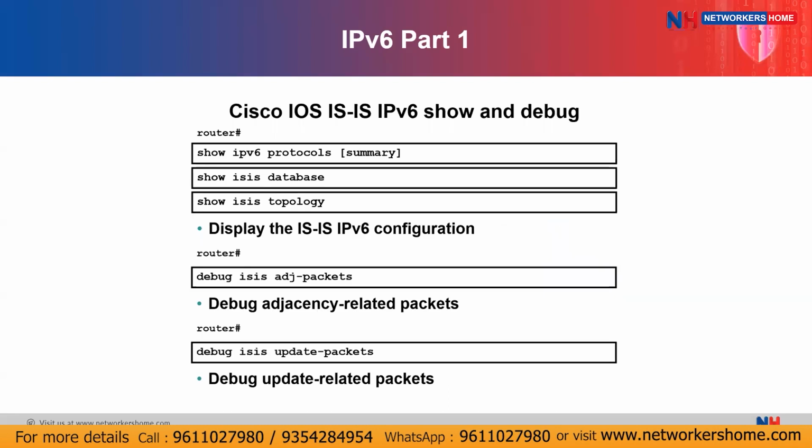So for the IPv6 protocol, it will provide, IS-IS is configured, database. It consists of two databases, and topology, two parts we have. Adjacency packets we can check, it has two neighbor commands. So multiple options we have under IP version 6.